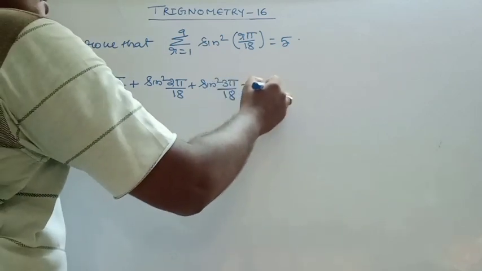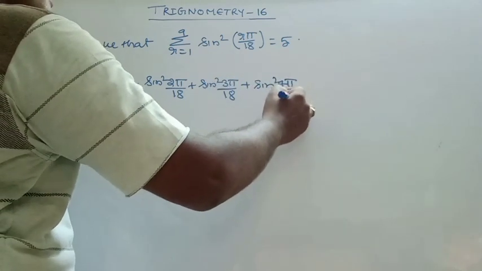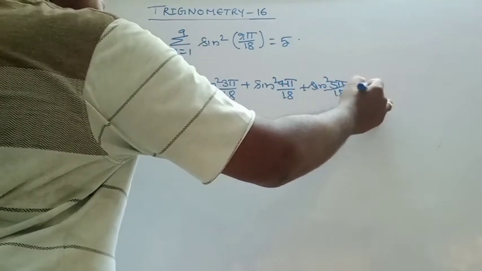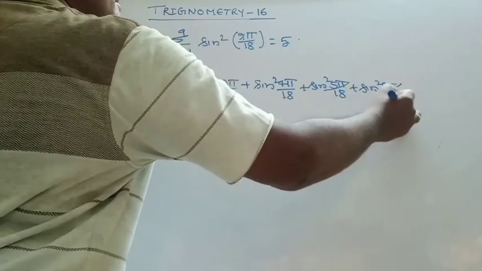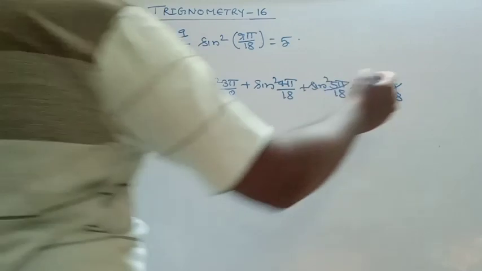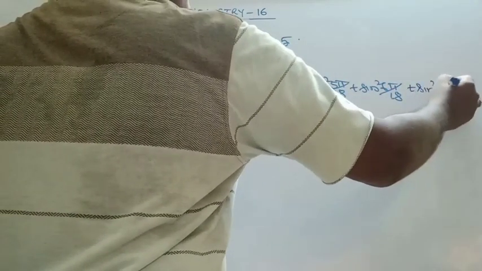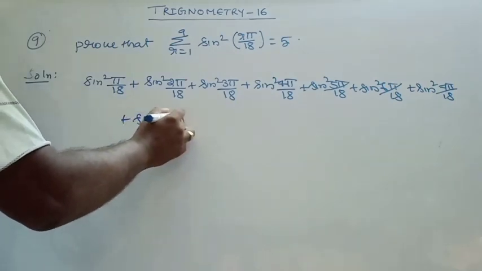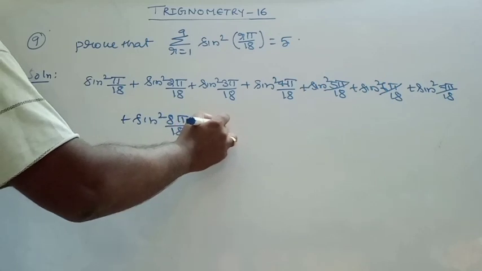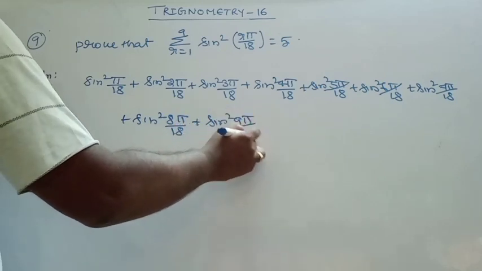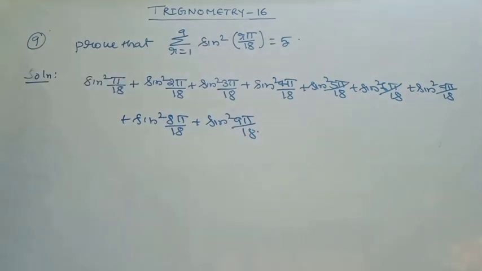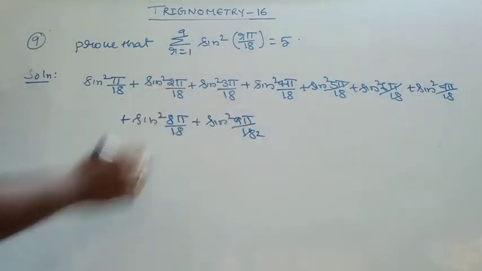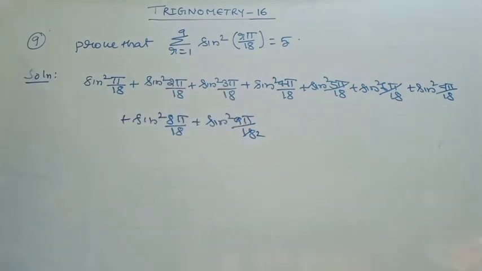This becomes sine square 4 pi by 18, and sine square 5 pi by 18, sine square 6 pi by 18, right? And next sine square 7 pi by 18, plus sine square 8 pi by 18, sine square 9 pi by 18, right? Because r is from 1 to 9, r pi by 18. This is actually 9 pi by 18, 9 twos are pi by 2. Sine square pi by 2 value will give you 1, right? And remaining we have here pi by 18 actually.